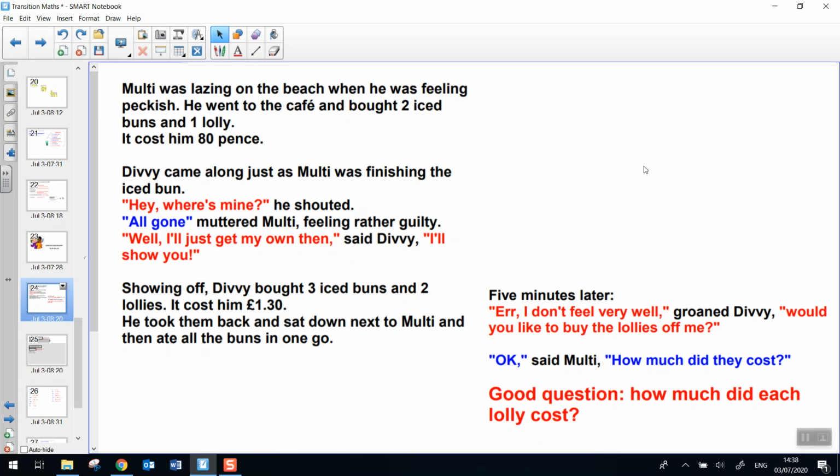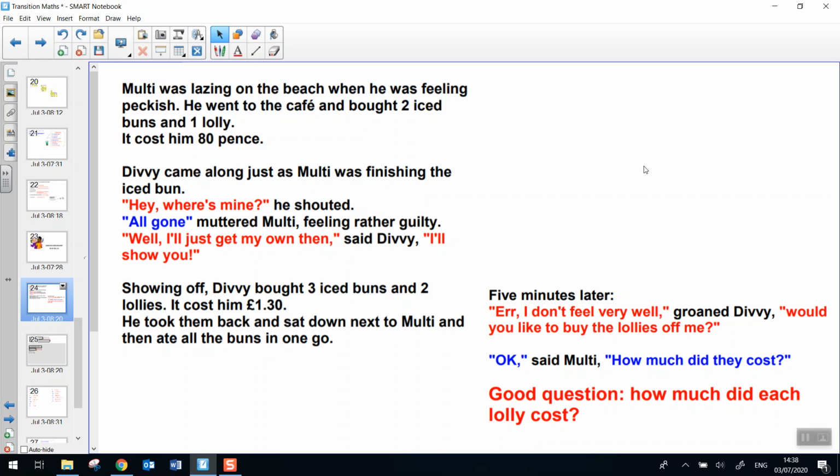5 minutes later, "Oh, I don't feel very well," groaned Divvy. "Would you like to buy the lollies off me?" "OK," said Multi. "How much did they cost?" Good question. How much did the lollies cost? So that's your challenge today.